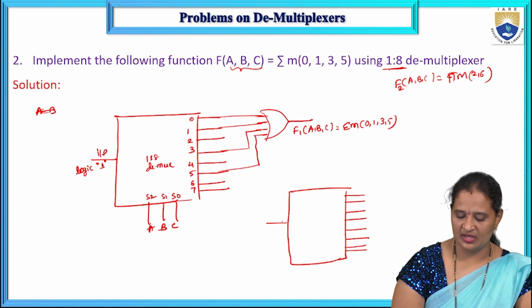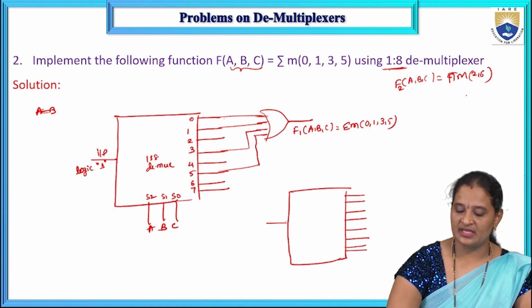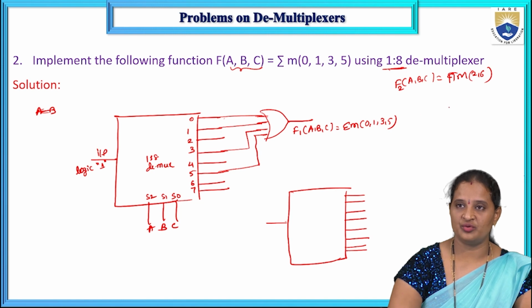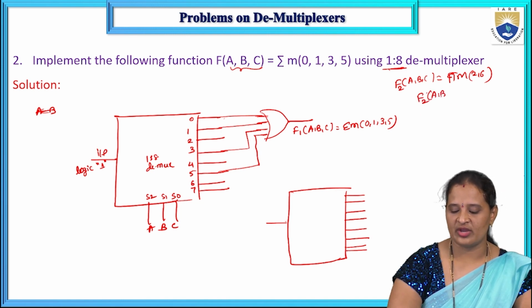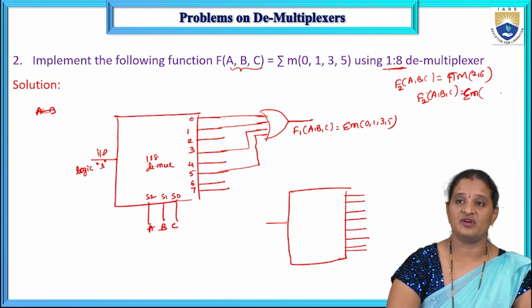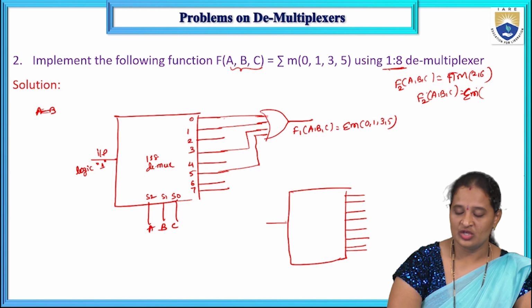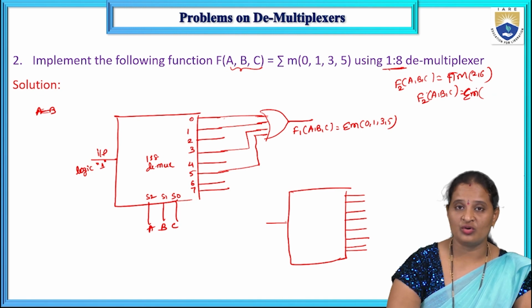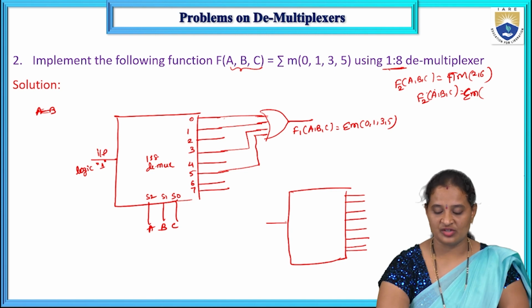1 to 8 demux here. Or else, if it is given, then what should we do? We should get the dual of this expression. How can I get the dual of this expression? You have to get the Boolean function in sum of products form. So how to get the sum of products form for the given POS form of Boolean function?